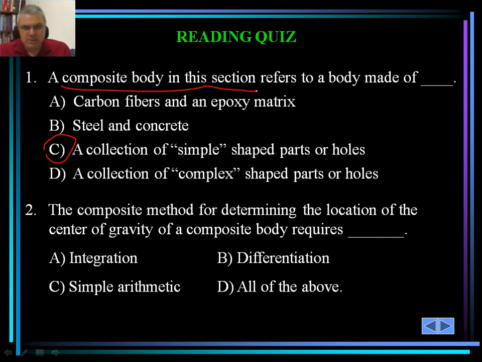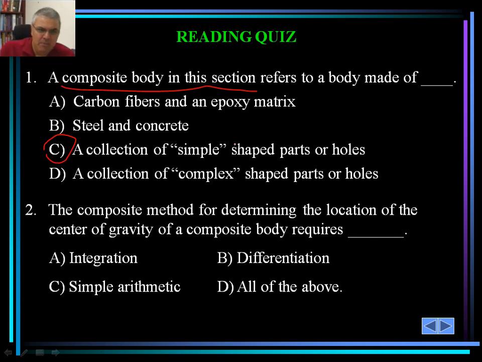Remember, when we use composites, they're also applied to the aerospace industry and some cars nowadays. Most of the cars are made of composite material. So we are not talking about that. When we're talking about a composite in the context of statics and this course, we're talking about a collection of simple shaped parts or holes.